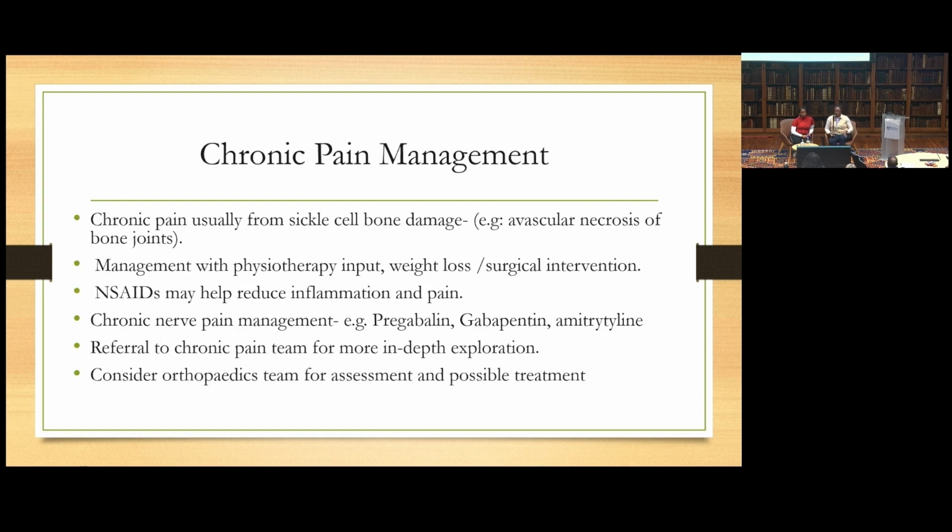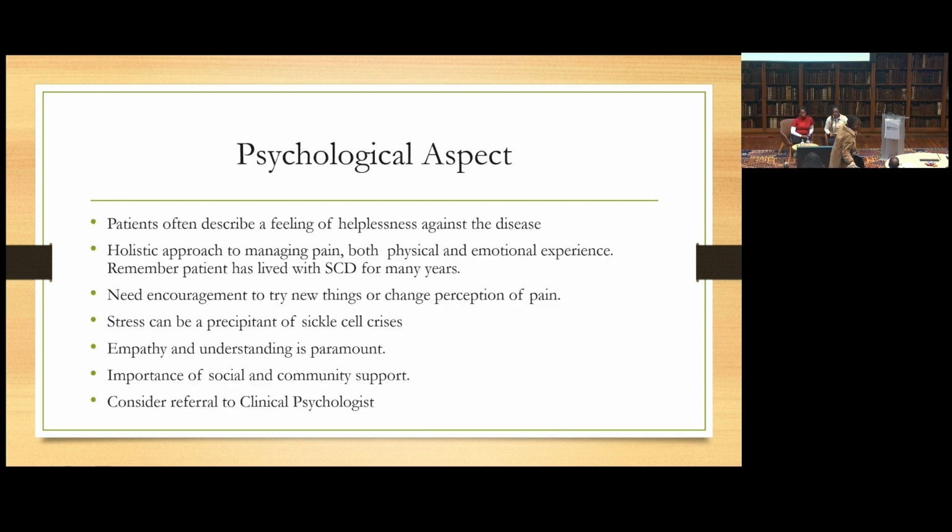Chronic pain management. Chronic pain in sickle cell is usually from bone damage, like avascular necrosis of bone joints. Management is usually with physiotherapy input. We encourage our patients to lose weight if they are overweight, or consider surgical intervention. Sometimes NSAIDs may help reduce inflammation and pain. For chronic nerve pain, we may use pregabalin, gabapentin, and amitriptyline. Refer to the chronic pain team for more in-depth exploration. Consider the orthopedic team for assessment and possible treatment.